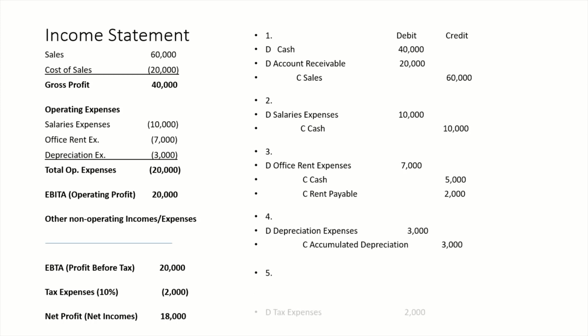And in the end, we had tax expenses for 2,000 euros, so we debited tax expenses for 2,000 euros, and let's suppose we didn't pay for this liability. We are going to pay for it the next period. So we record it as a tax payable as a liability for 2,000 euros.